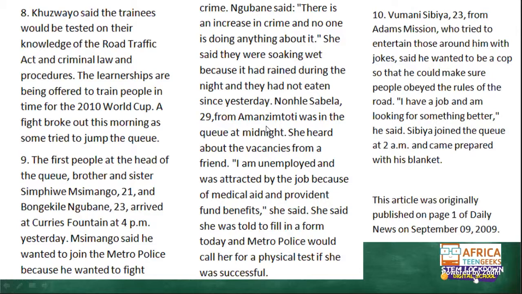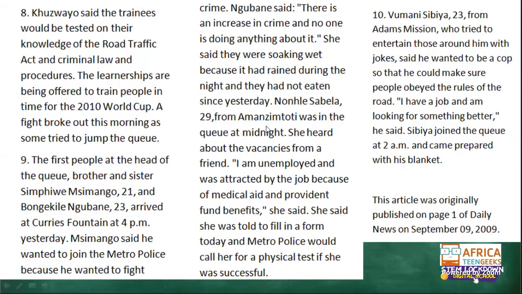The first people at the head of the queue, brother and sister Sipho Simango, 21, and Bongeka Simango, 23, arrived at Kings Park Fountain at 4 p.m. yesterday. Simango said he wanted to join the Metro Police because he wanted to fight crime. Simango said there is an increase in crime and no one is doing anything about it. She said they were soaking wet because it had rained during the night and they had not eaten since yesterday.